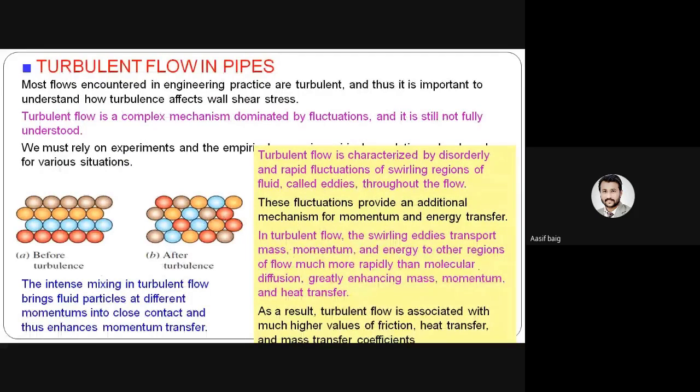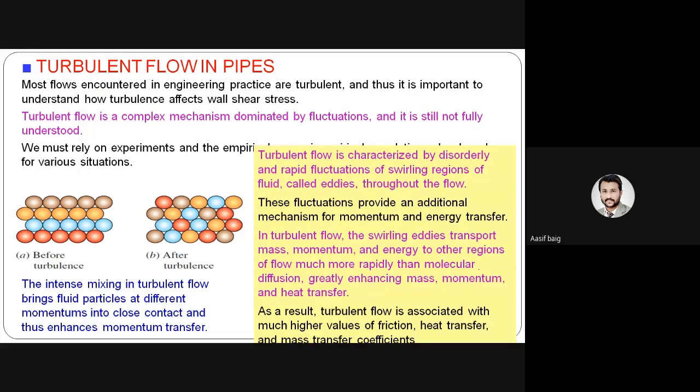Most flows encountered in engineering practice are turbulent, and thus it is important to understand how turbulence affects wall shear stress. Turbulent flow is a complex mechanism dominated by fluctuations, and it is still not fully understood. Turbulent flow is characterized by disorderly and rapid fluctuations of swirling regions of fluid called eddies throughout the flow.